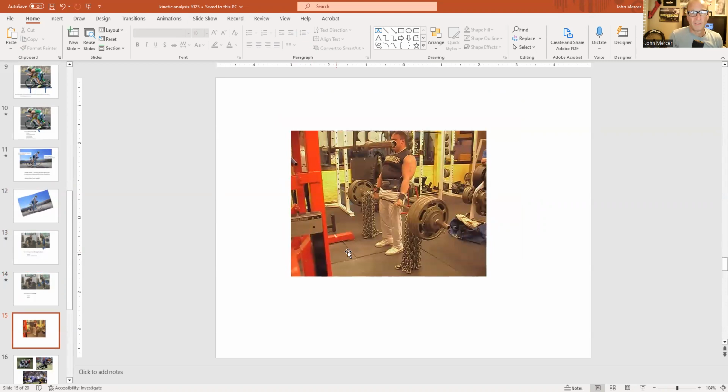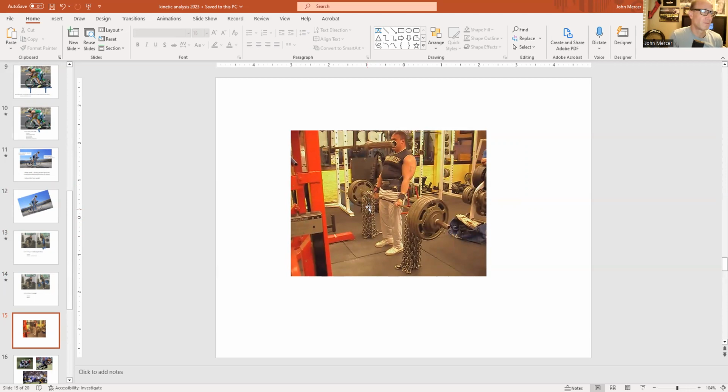What's also important is if I am interested in the weight's kinematics and understanding forces acting on the weight, I need to be sure to account for all forces acting on the weight. In this case, this person has added some links of chain to the bar, and as this person moves upward, there's more links off the ground, and therefore more pulling force being applied to the bar by these links.